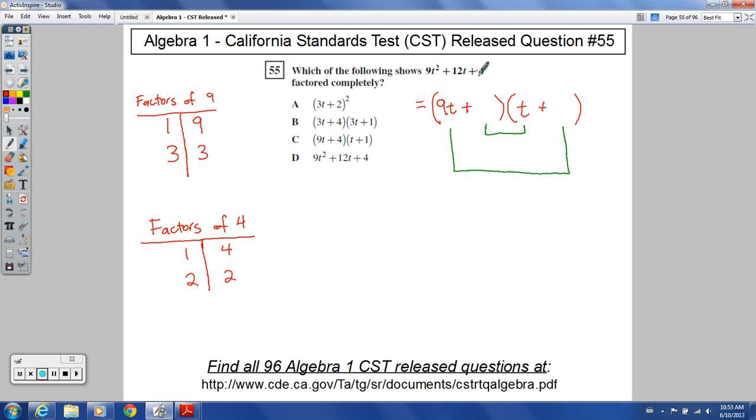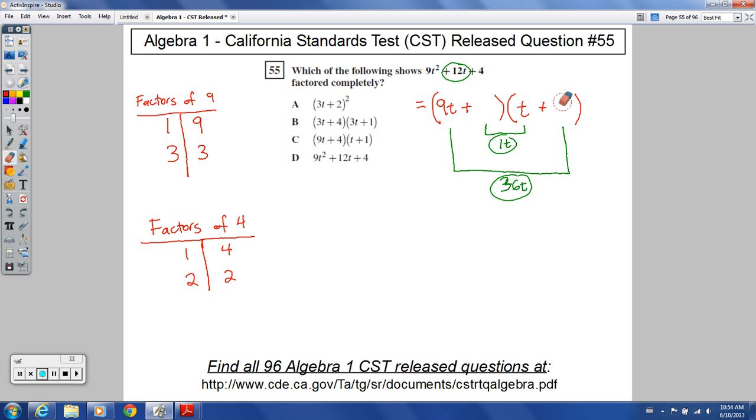And so what could go in here for the right combination to get you 4? Well, you could try a 1 and a 4 right here and right here. This would be just 1t, and this would be 36t. Now if you put that together with that, do you get 12t like you thought you should? No, definitely not. So it's not that combination. We know that's not right.